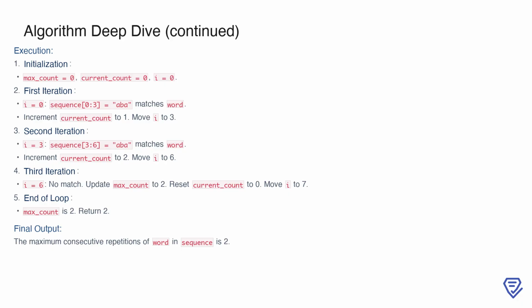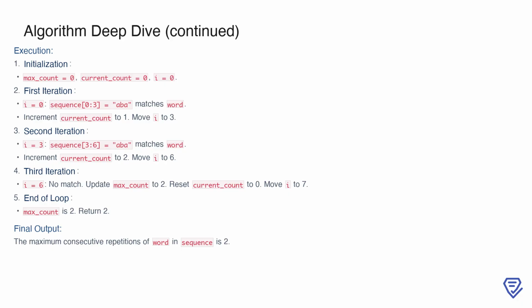We initialize max_count to 0, current_count to 0, and i to 0. In the first iteration, the substring sequence[0:3] equals aba and matches word, so we increment current_count to 1 and move i to 3. In the second iteration, sequence[3:6] equals aba and also matches word, so we increment current_count to 2 and move i to 6. In the third iteration, starting at i equals 6, there's no match because the substring at this position is not word.